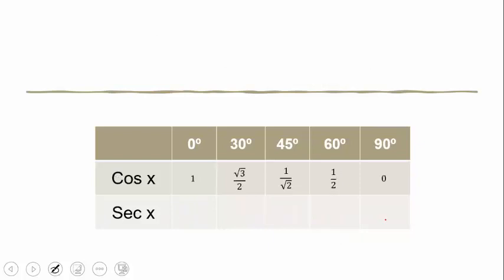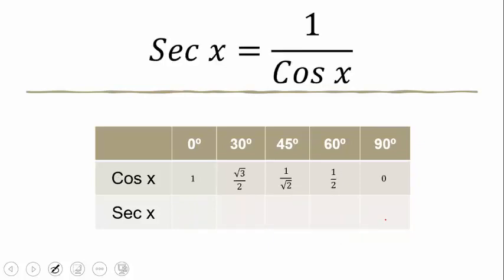The reciprocal of cos is sec. By flipping all the values of cos, we will get all values of sec. Sec 0 is 1 upon 1, which is 1. Sec 30, 2 upon root 3. Sec 45, only root 2. Sec 60, which is only 2. And sec 90, 1 upon 0 will make infinity as an answer.